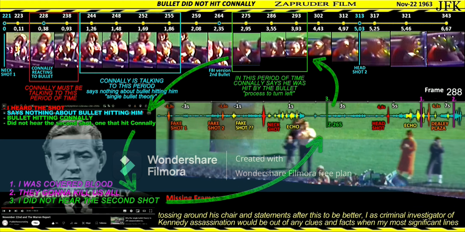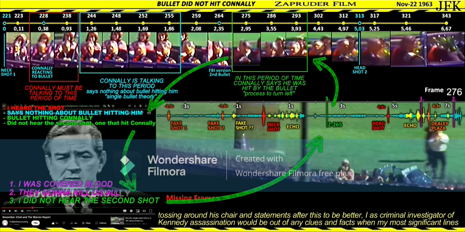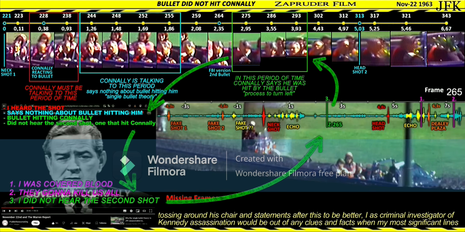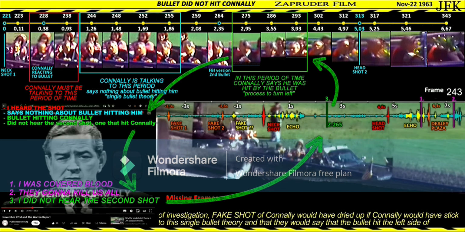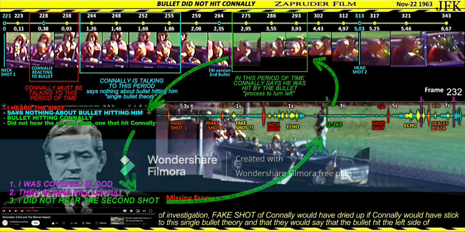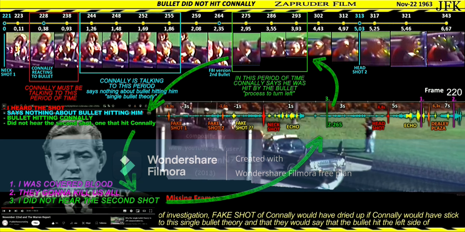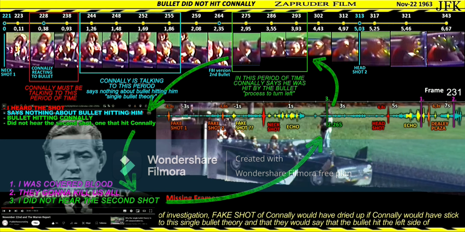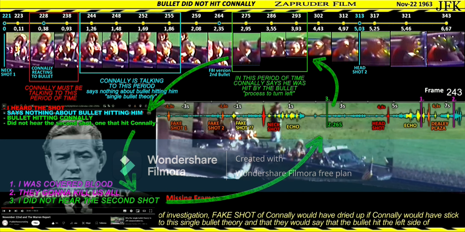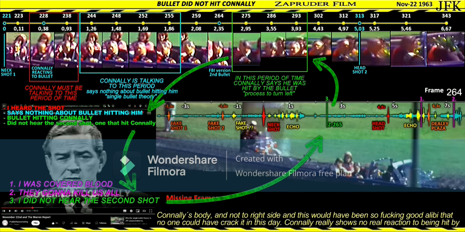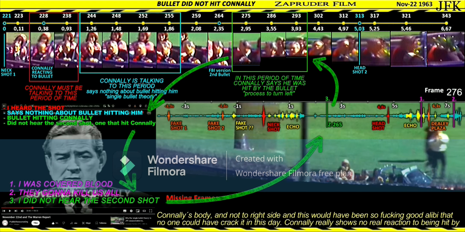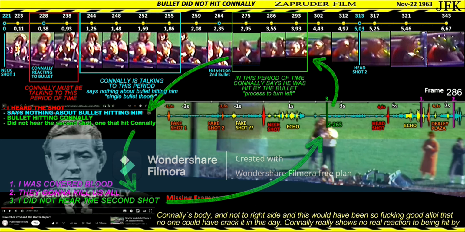I, as criminal investigator of the Kennedy assassination, would be out of any clues and facts. My most significant lines of investigation, the fake shot of Connolly, would have dried up if Connolly had stuck to this single bullet theory and they had said that the bullet hit the left side of Connolly's body and not the right side, and this would have been such a good alibi that no one could have cracked it to this day.